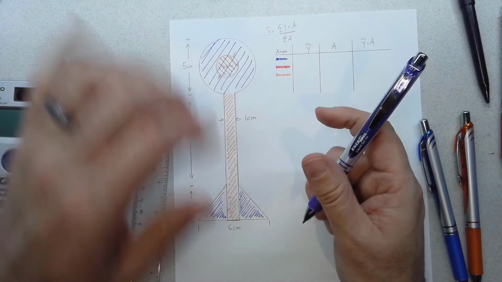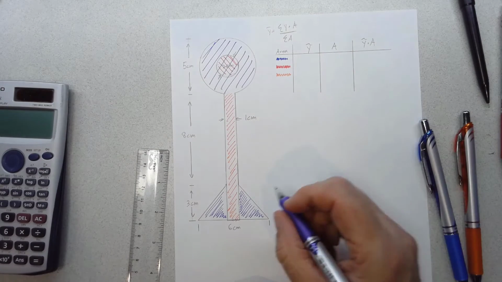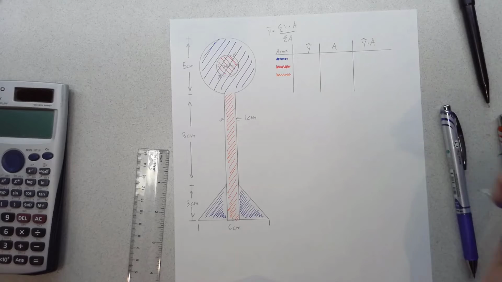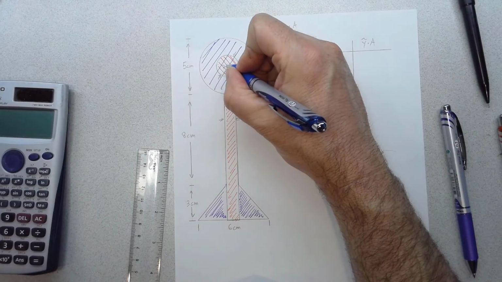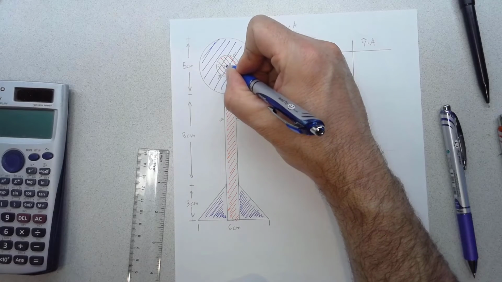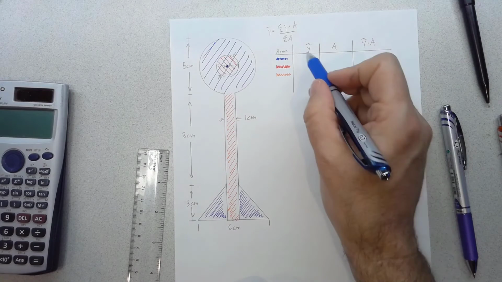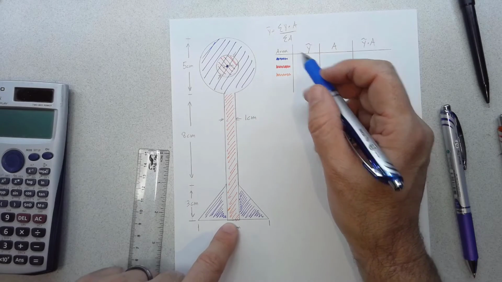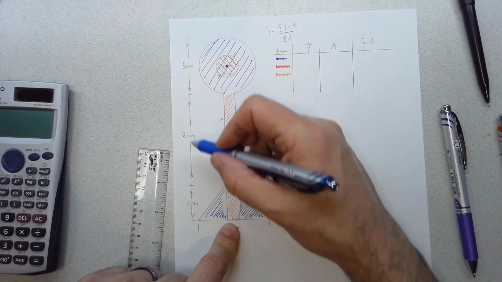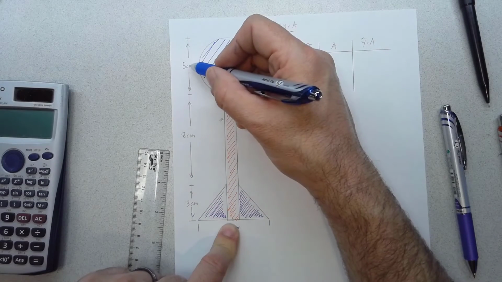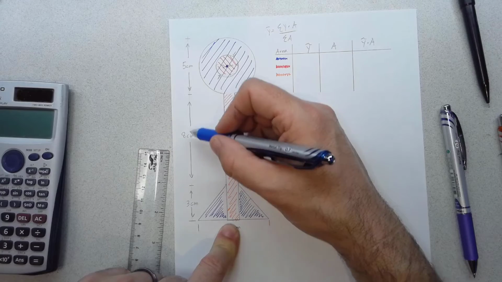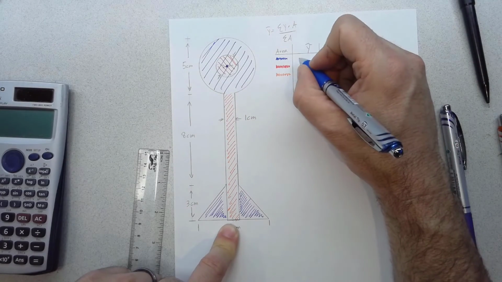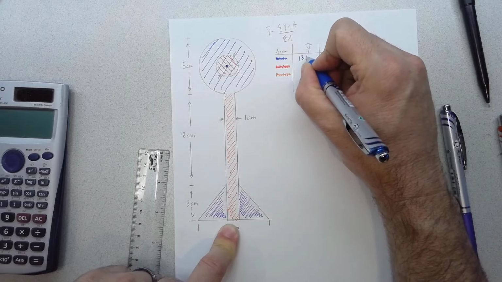Okay, so let's start figuring out the individual centroids and areas of each of these. So for the blue shape, its centroid, circles are easy, right? Centroid's always right in the center of the circle. So its distance is from my reference, we're saying that's from the bottom here up to its centroid. So that's 3 plus 8 plus half of 5. So 3 plus 8 is 11 plus 2.5. So that distance is going to be 13.5 centimeters.